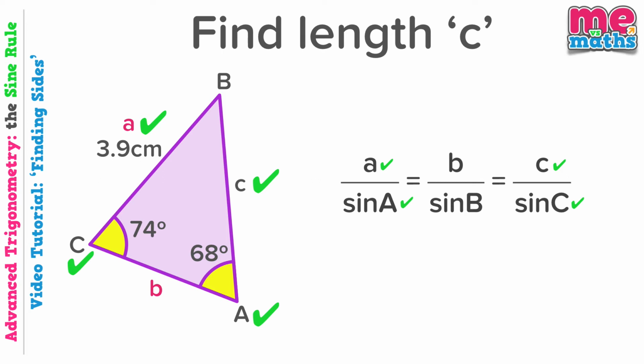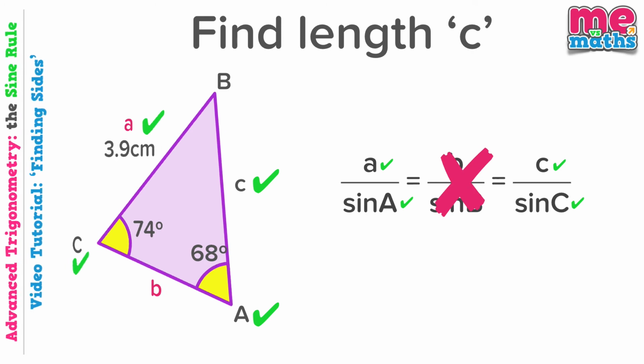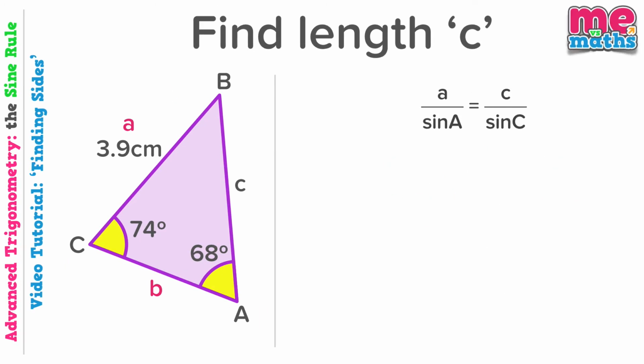So on this problem, we're not interested in side or angle B, so let's wipe them out of our sine rule, leaving us with A over sine A equals C over sine C. Let's get substituting our values in then. A over sine A, so that's 3.9 over sine 68. Next we have C over sine C. Side C we don't know, so we'll leave just C on the top. Sine C on the bottom, so sine 74 there.